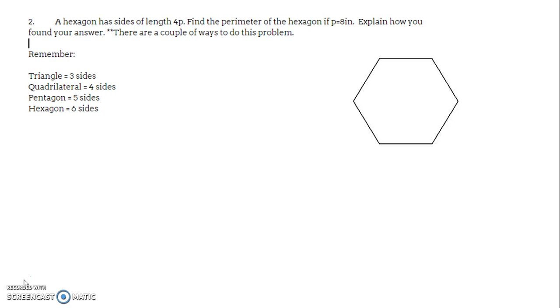And they tell you this hexagon is special. Each of the sides has the same length, and they tell you each side is 4p. She says there's a couple of ways to do this problem, so let's look at the first way. Each side is 4p, so I'm going to label each side of my hexagon 4p. You need to find the perimeter of that hexagon.